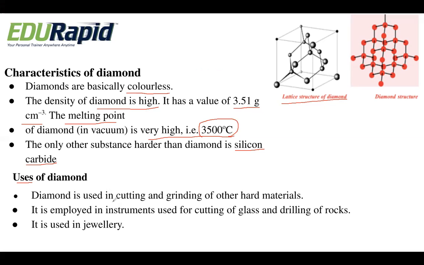Diamond is used in cutting and grinding of other hard materials. Especially we cut glass using diamond. It is employed in instruments used for cutting of glass, and it is also used for drilling of rocks. So these are some of the main uses of a diamond.